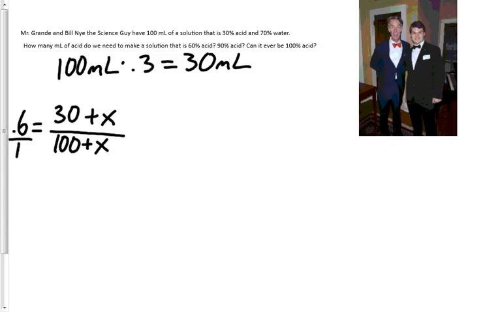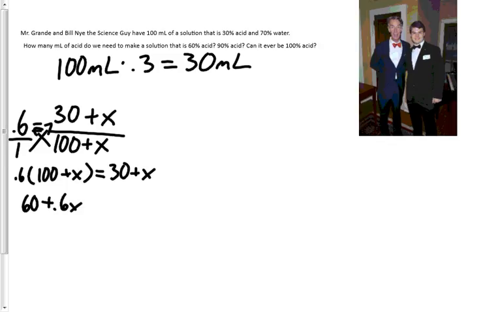Treat this just like the previous examples. Our first step here is in fact to cross multiply. So 0.6 times 100 plus x equals 30 plus x. Distribute this 0.6. 60 plus 0.6x equals 30 plus x.